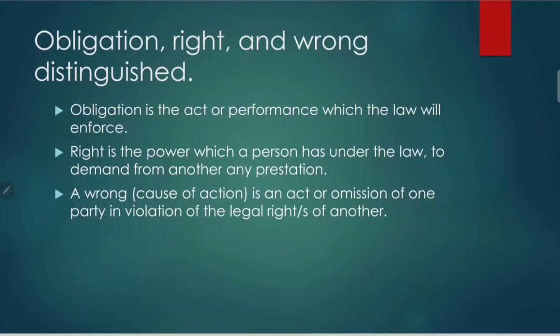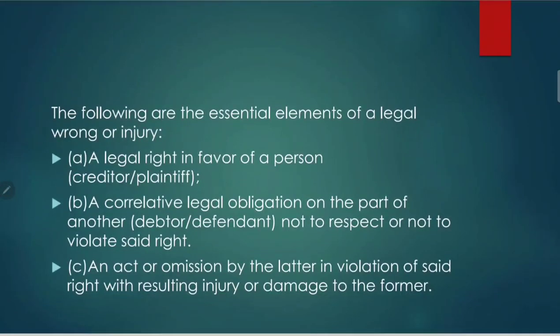So, the following are the essential elements of a legal wrong or injury. First, a legal right in favor of a person, and that person pertains to the creditor or plaintiff. Second, a correlative legal obligation on the part of another, yung person na yun ay debtor or defendant, not to respect or not to violate said right. And third, an act or omission by the latter in violation of said right with resulting injury or damage to the former.